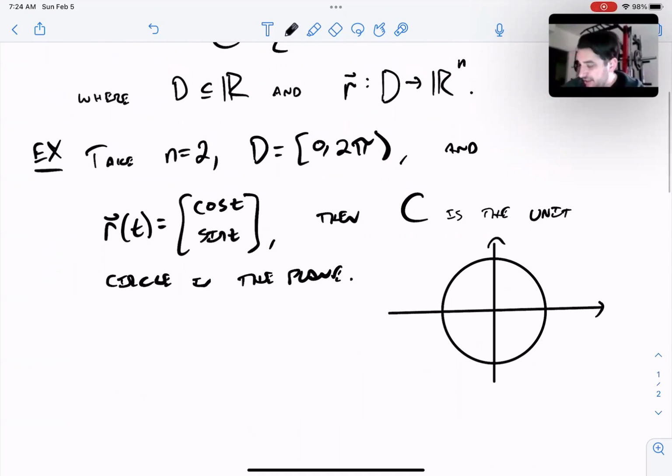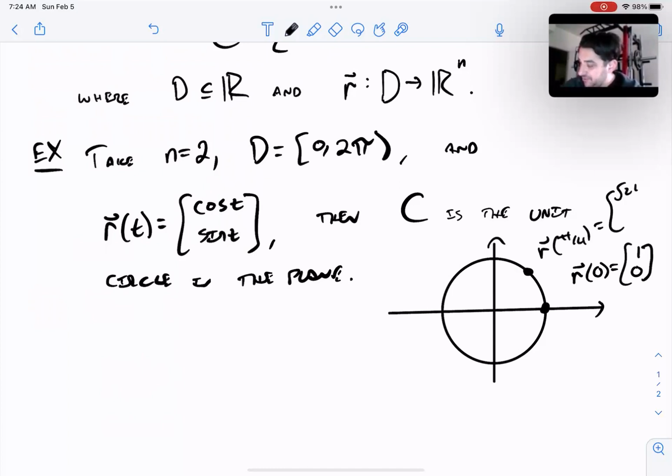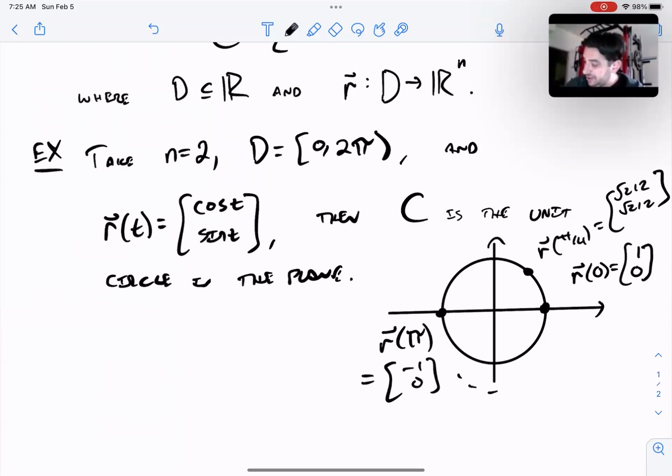So what's the idea here? The idea is if you picked this location right here, this would be the point R of 0, and R of 0 would be the point cosine of 0, sine of 0. If you picked this, this would be R of pi over 4, which would give you the point root 2 over 2, root 2 over 2, and so on. And then it would go all the way around the circle. Over here would be the point R of pi, which would give you negative 1, 0, and so on. So it starts here at this point, it goes around, and then it stops at that point again. So this is our unit circle.